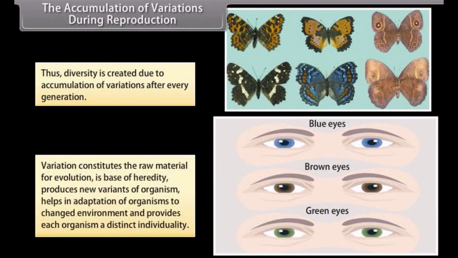Variation constitutes the raw material for evolution, is the base of heredity, produces new variants of organisms, helps in adaptation of organisms to a changed environment, and provides each organism a distinct individuality.